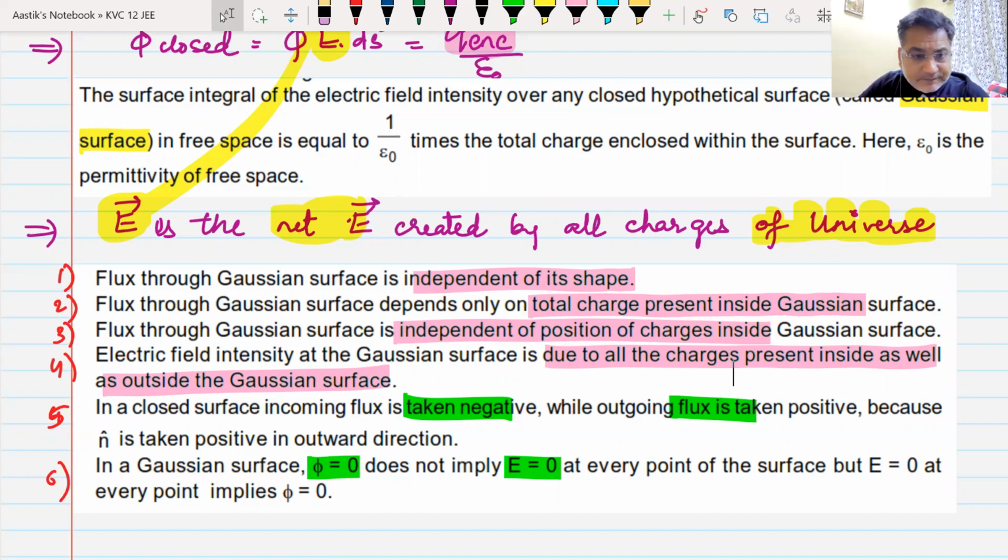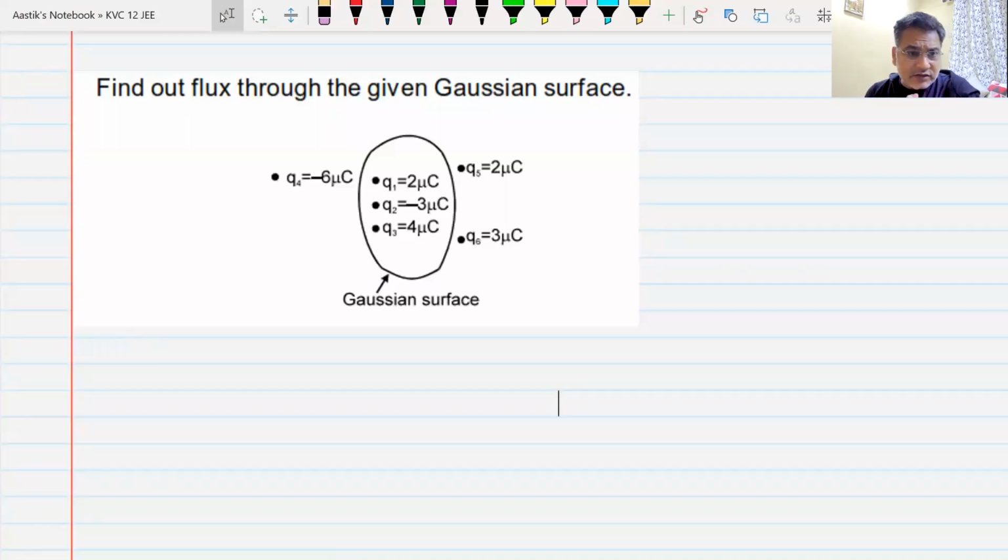Now this is the question. It's a very simple question. Find out the flux through this Gaussian surface. Remember, a Gaussian surface is a closed surface. It might look like a loop here, but this is not a loop. This is three-dimensional space, and it's a surface. It's a closed surface. You have to find the flux through this Gaussian surface.